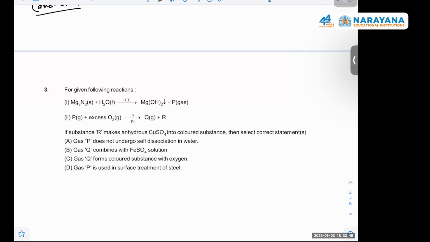Any other answers? Does anybody want some more time to analyze the question? Mg3N2 is undergoing hydrolysis, so P is easily identified as ammonia gas, right? Yes, sir. And if ammonia is in excess O2 with a platinum catalyst, this will form the oxide of nitrogen, NO.